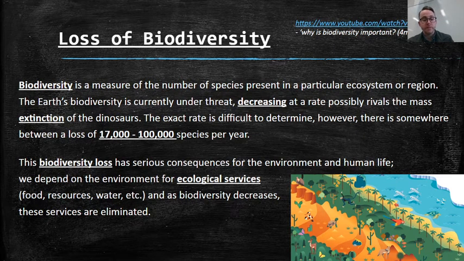The environment gives us food. It gives us resources like wood, oil, minerals, etc. It gives us water. And as biodiversity decreases, all those services are eliminated. So as more and more animals decrease, as those species die out and become extinct, the amount of food available to us goes away.